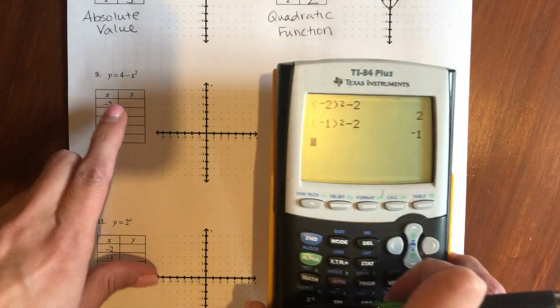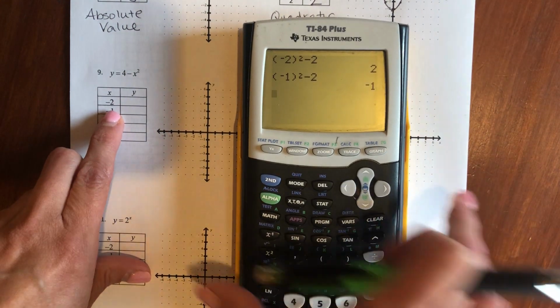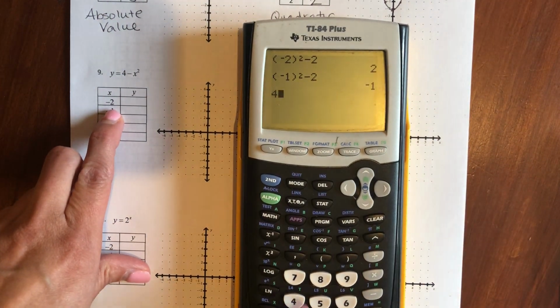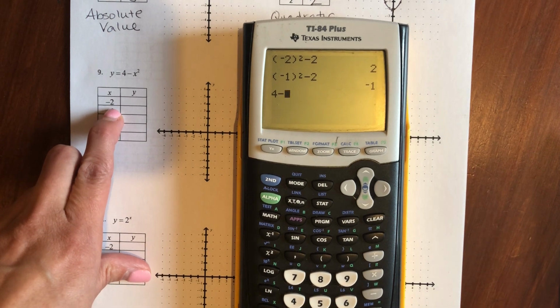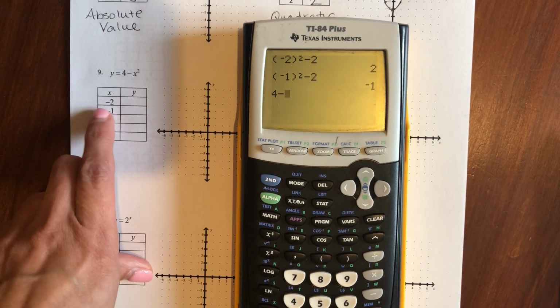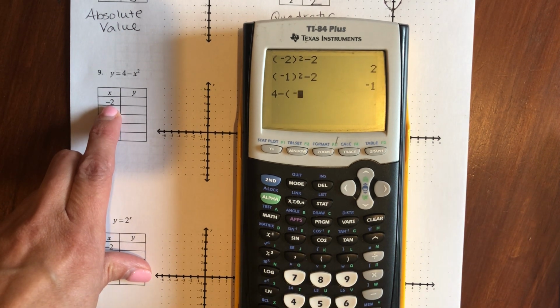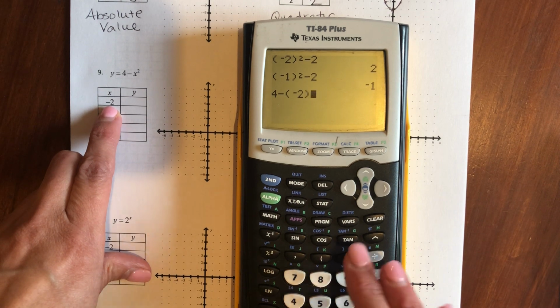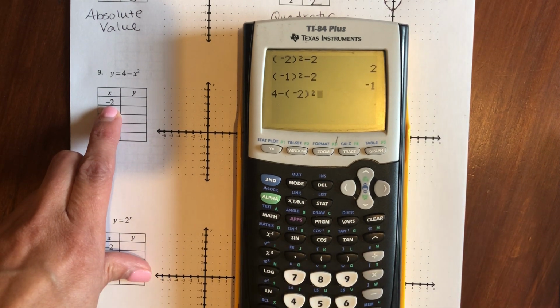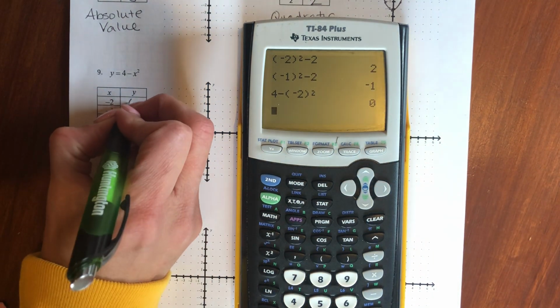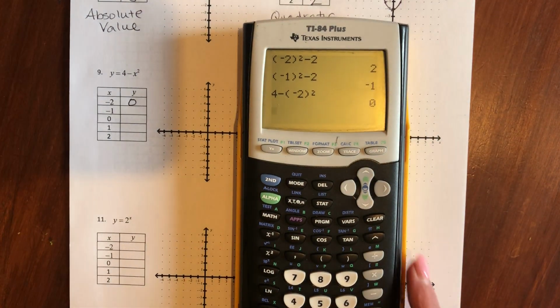All right, next one. We're going to take the -2, plug it in. So this one is 4 minus. Remember, if you're squaring, it needs to go in parentheses because you want it to square the negative. So parenthesis, -2 squared, and you get 0.